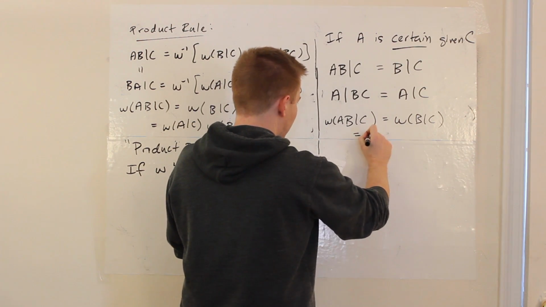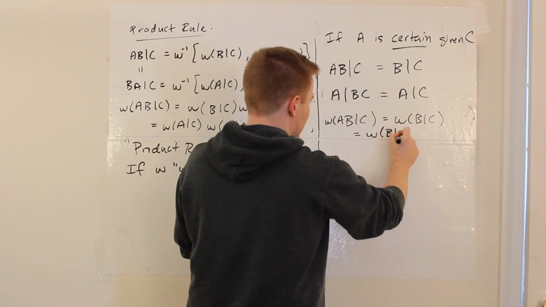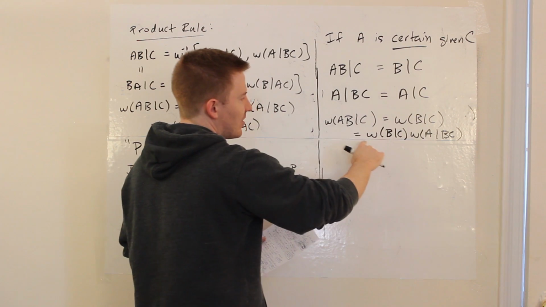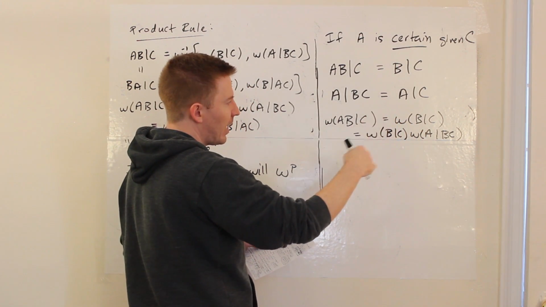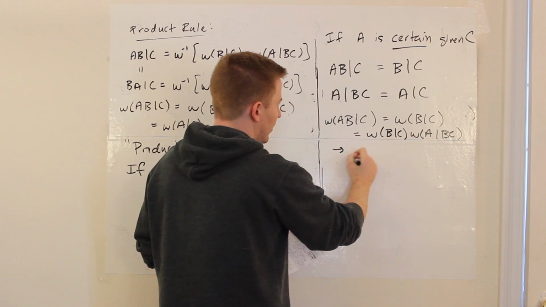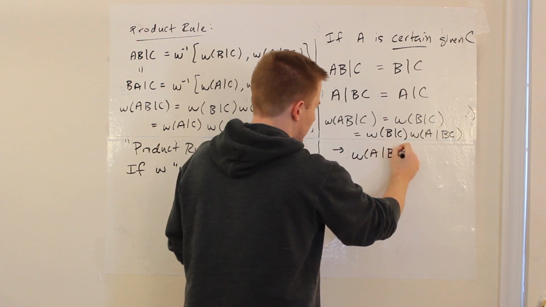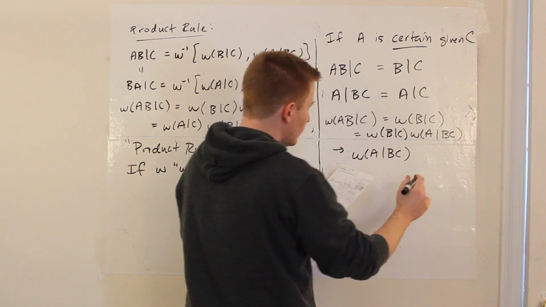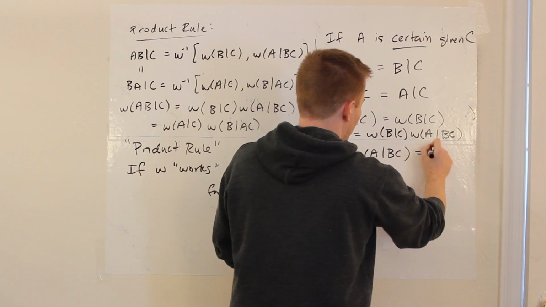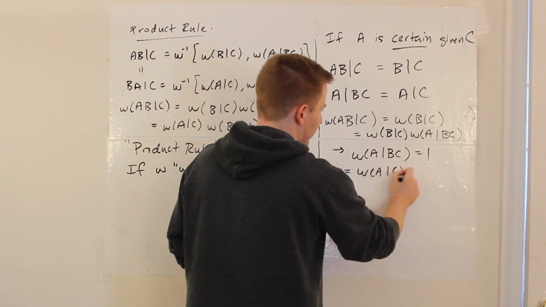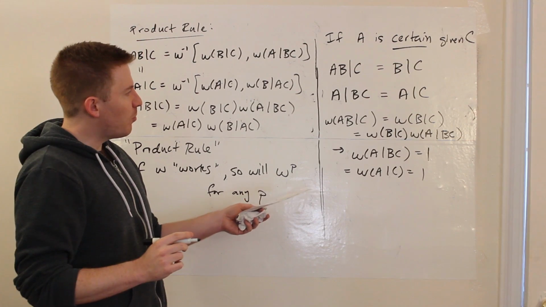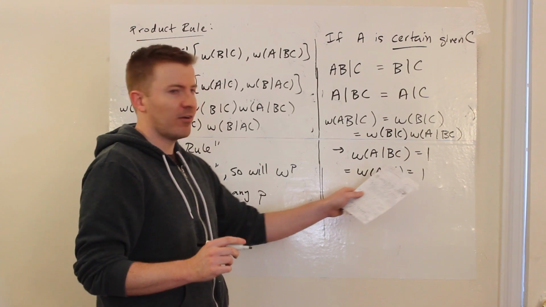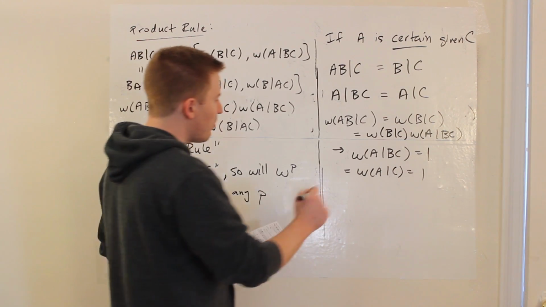And so that, according to the product rule, has to be W of B given C times W of A given BC. All right, so we can cancel this W of B given C, the weight of its plausibility, from both sides, and we're going to get that this certain condition, W of A given BC, is going to be equal to 1, which is also equal to the weight of just A given C. All right, that's what I was trying to get to. So the point is that certain conditions have plausibilities that get mapped to a weight of 1 by this W function. What about impossible conditions?